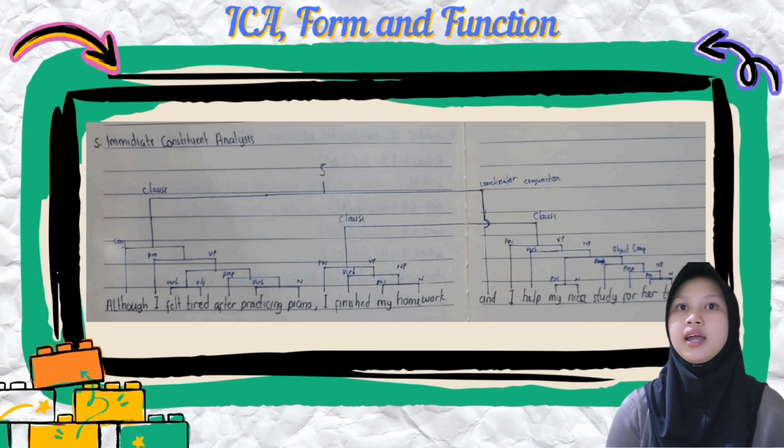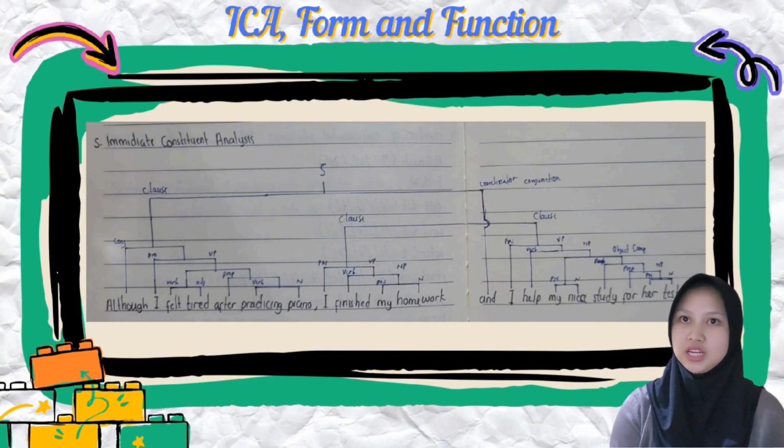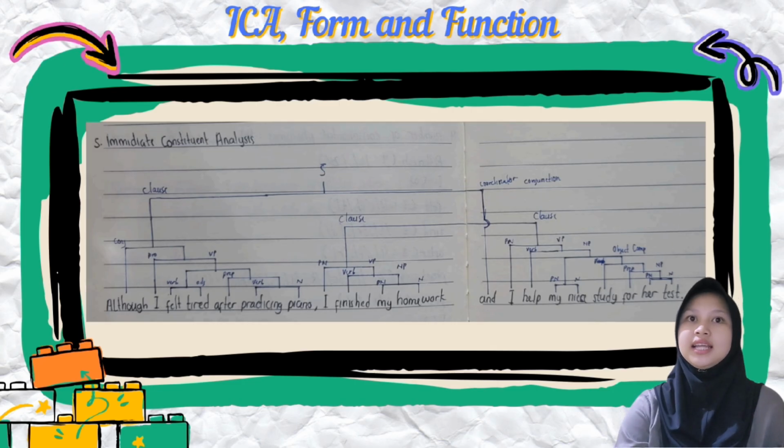Then the phrase my homework and my niece are noun phrases functioning as direct objects because they receive the action of the verbs finish and help. The word and is a coordinating conjunction. Its function is as a coordinator, connecting two independent clauses.